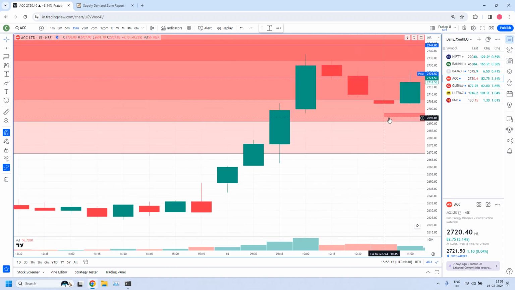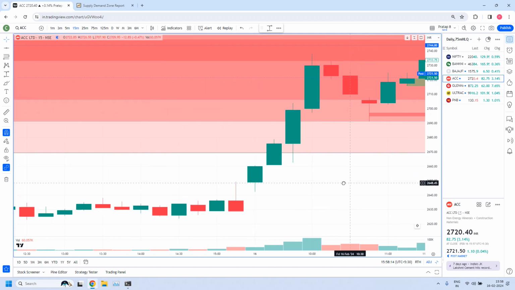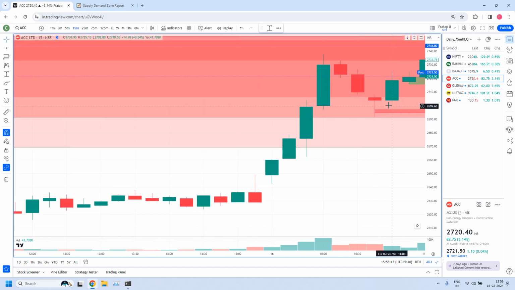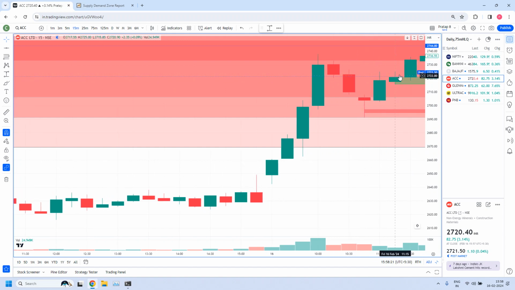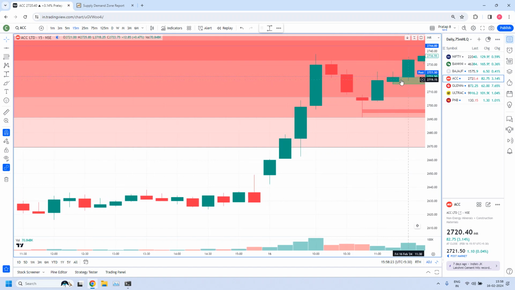See here. Here we booked the profit. After that, in the 15 minutes time frame, a rally candle is formed. After that, a base candle is formed. Again, a rally candle is formed. So by the time the prices entered into the zone, there is a rally, base, rally.